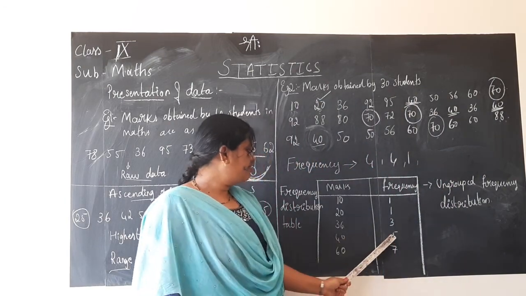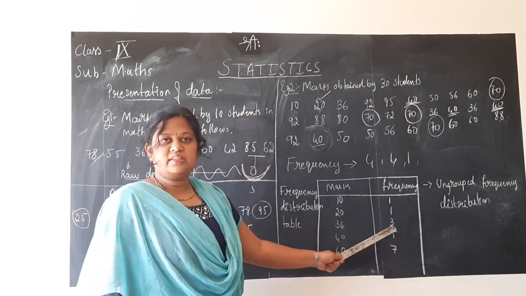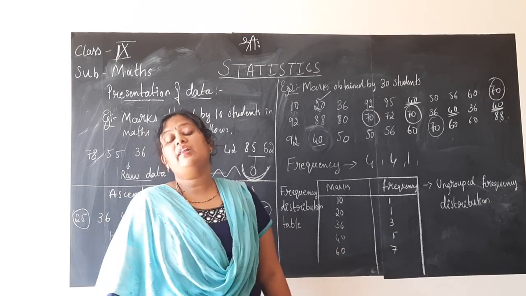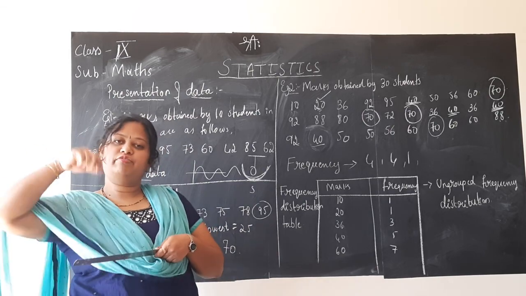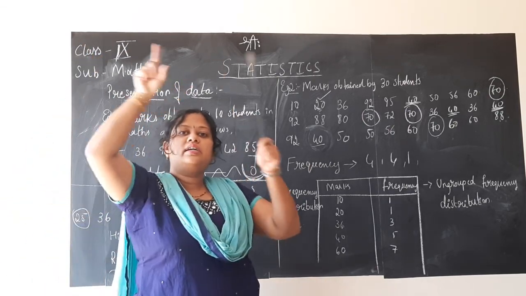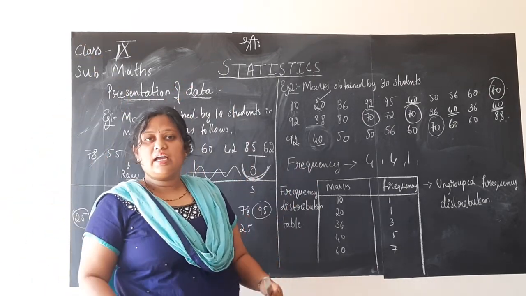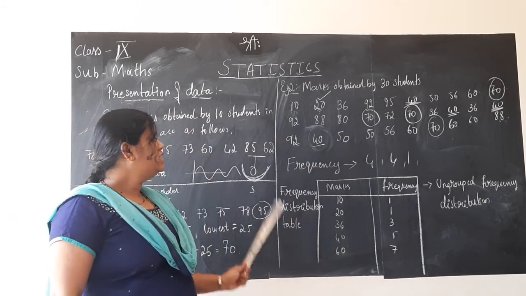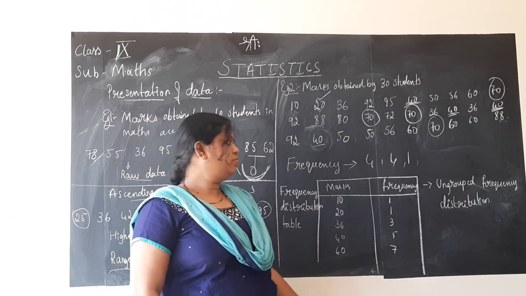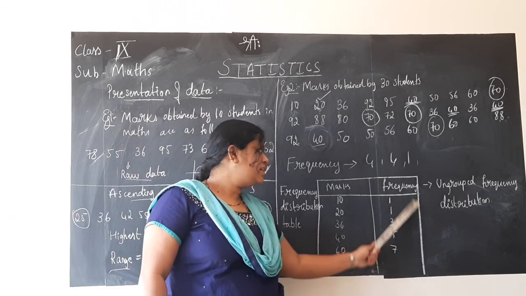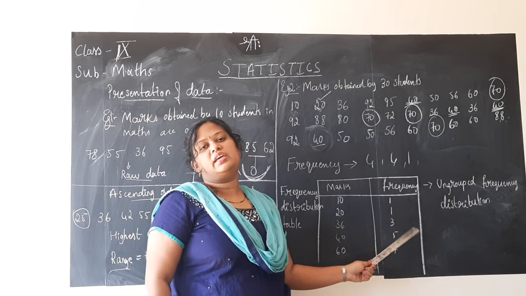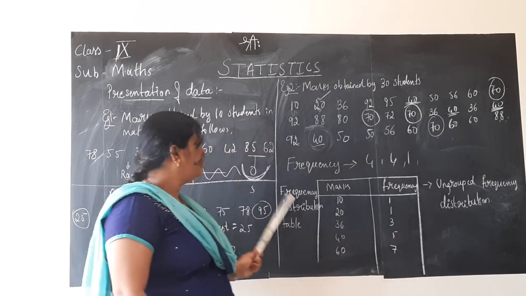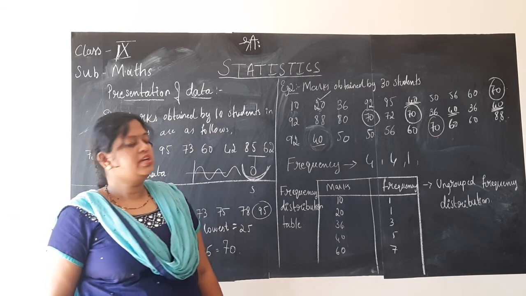Frequency of 40 is 5. Frequency of 30 is 3. Frequency of 20 is 1. Frequency of 10 is 1. Like that, we represent the information in the tabular form, and that table is called a frequency distribution table. The reason why we call it a frequency distribution table is we are representing the frequency here. Hence it is called frequency distribution table.